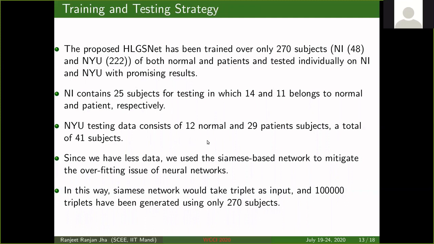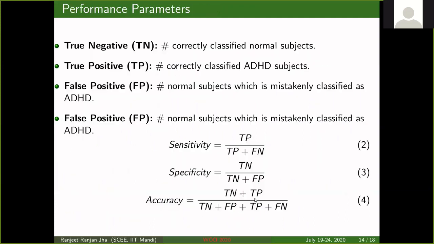Since we have a small amount of data, it may cause an overfitting problem. To reduce the overfitting problem, we train our network based on triplets. What we have done is generate 1 lakh triplets from the 270 subjects.